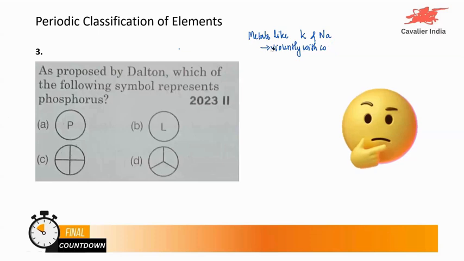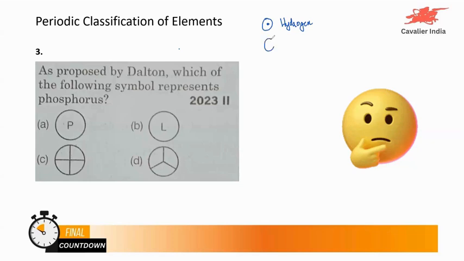Next question: as proposed by Dalton, which of the following symbols represents phosphorus? Dalton first proposed symbols for elements other than alphabetical ones. The alphabetical symbols were introduced by John Jacob Berzelius. Dalton's symbol for hydrogen is like this.